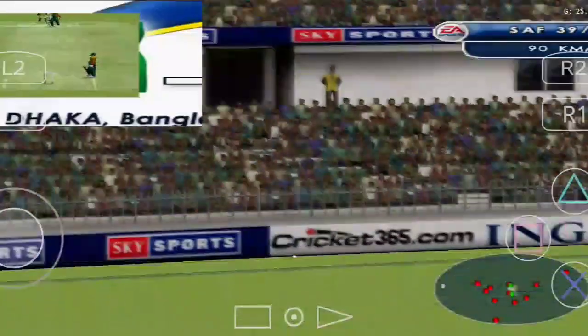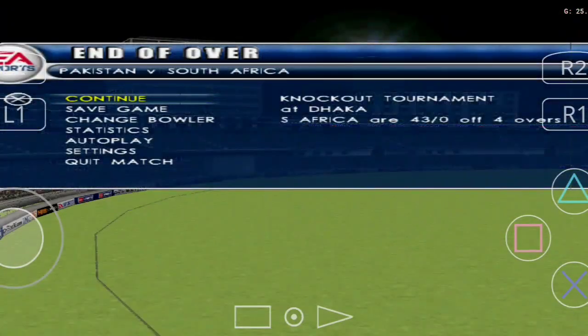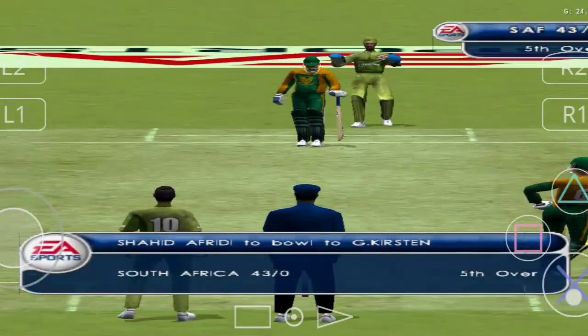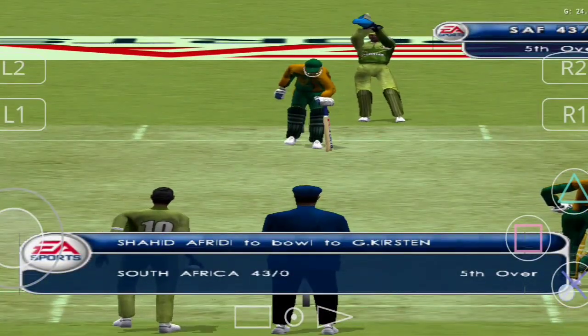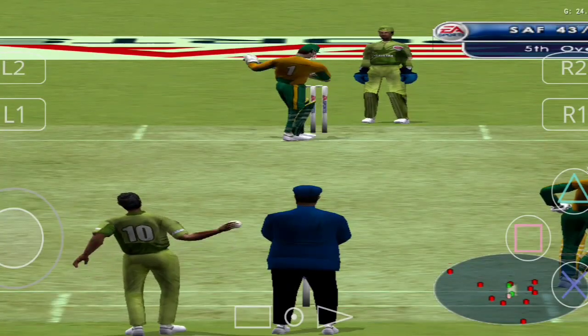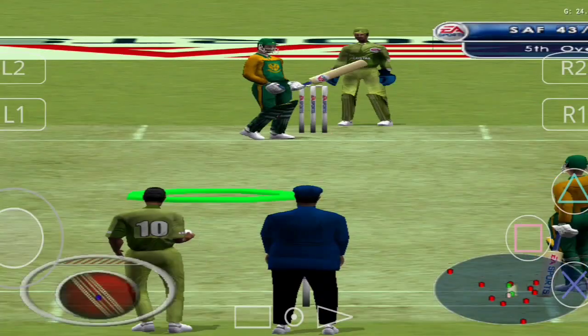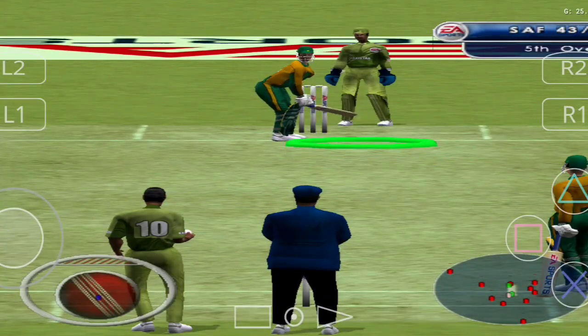It's high in the air. That was a lovely shot. A beautiful cover drive. Everything was in the right place there. It fairly raced away to the boundary. This could be an ideal time to introduce the spinners into the attack. 6 overs are left for South Africa. Shahid Afridi to bowl his leg spin.